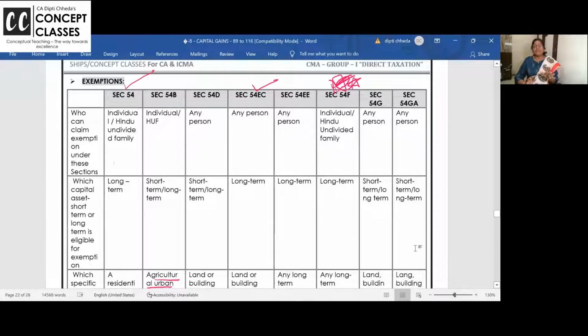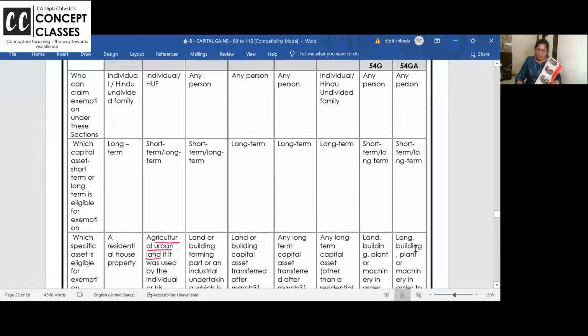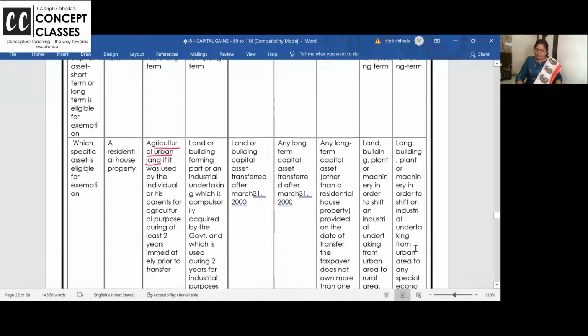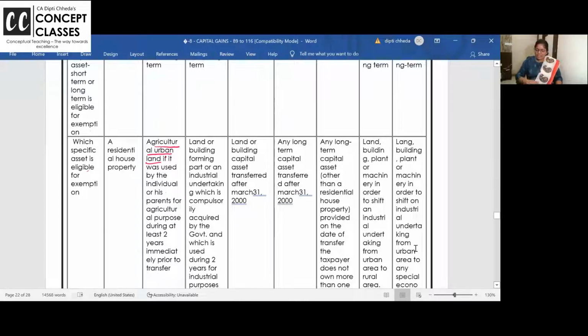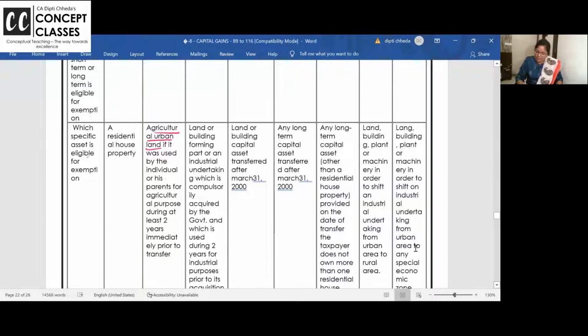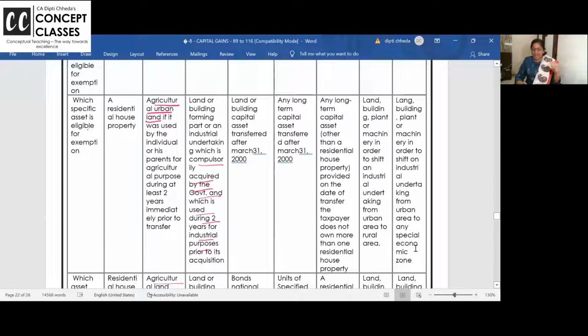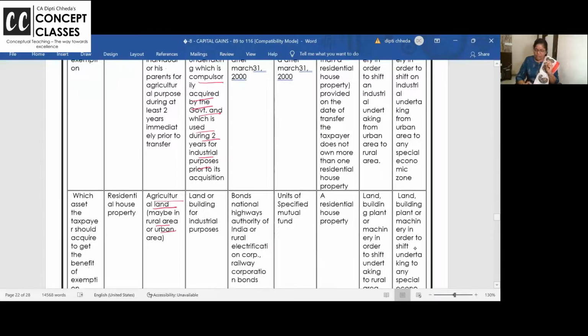54D. Any person. Now it's company, partnership firm, LLP, AOP, BOI, HUF, individual, सबको मिलेगा 54D. Short term or long term, दोनों के लिए. You have sold land and building forming part of industrial undertaking, which is compulsory acquired by government and which is used during 2 years for industrial purpose. Means you have land and building and which you have used for your industrial purpose factory, but which is compulsory acquired by government, but promise you used it for 2 years. And now what you need to buy? Land and building for industrial purpose.